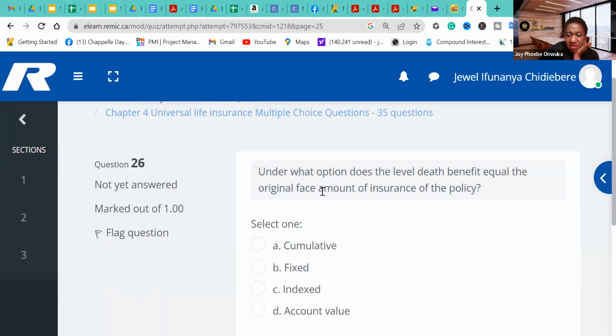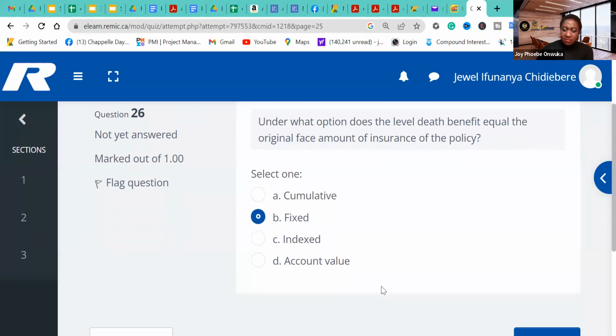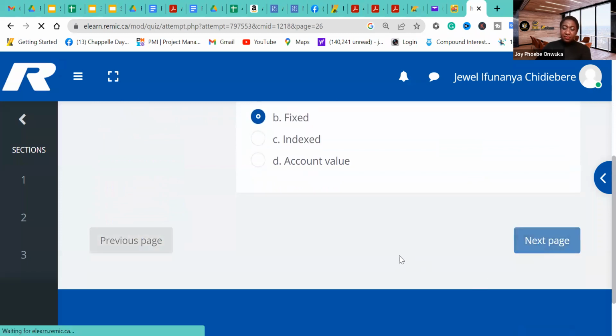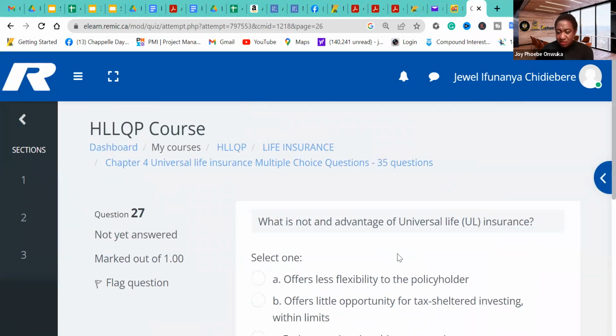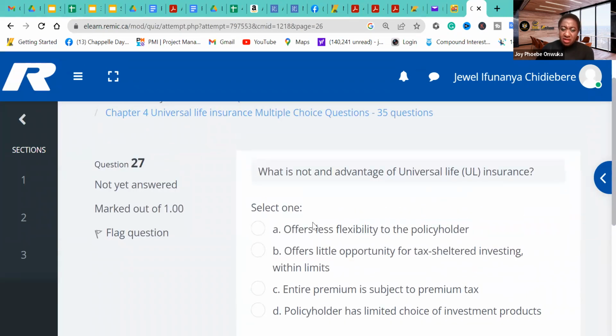Okay. Under what option does the level death benefit equal the original face amount of insurance of the policy? Cumulative, fixed, index, account value. Fixed. Not entirely sure about that, but I just want us to quickly finish this.